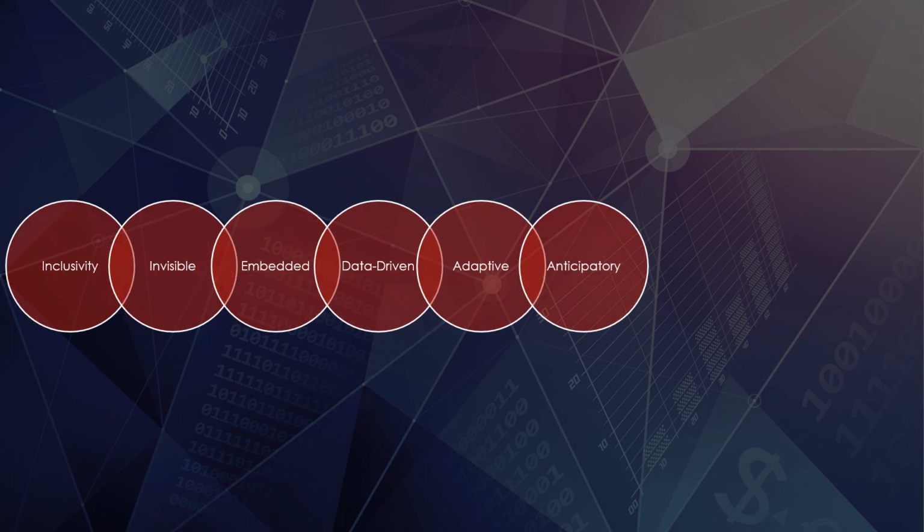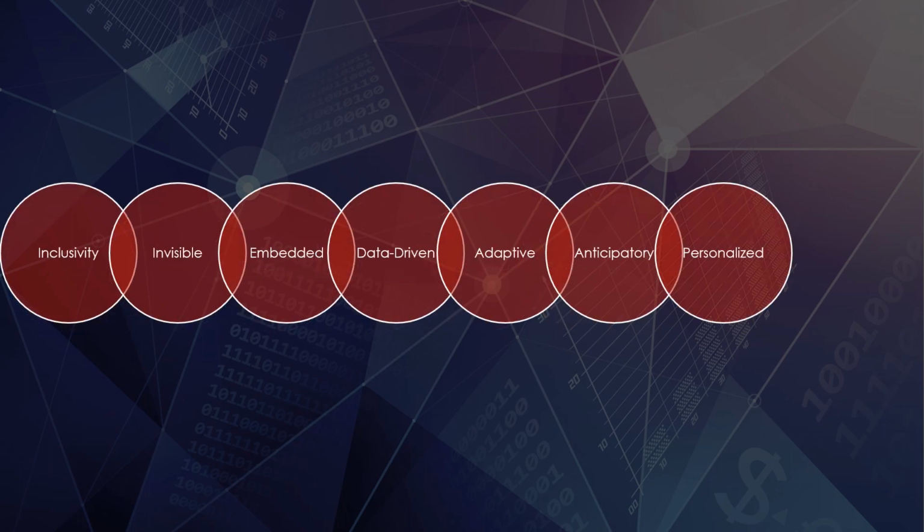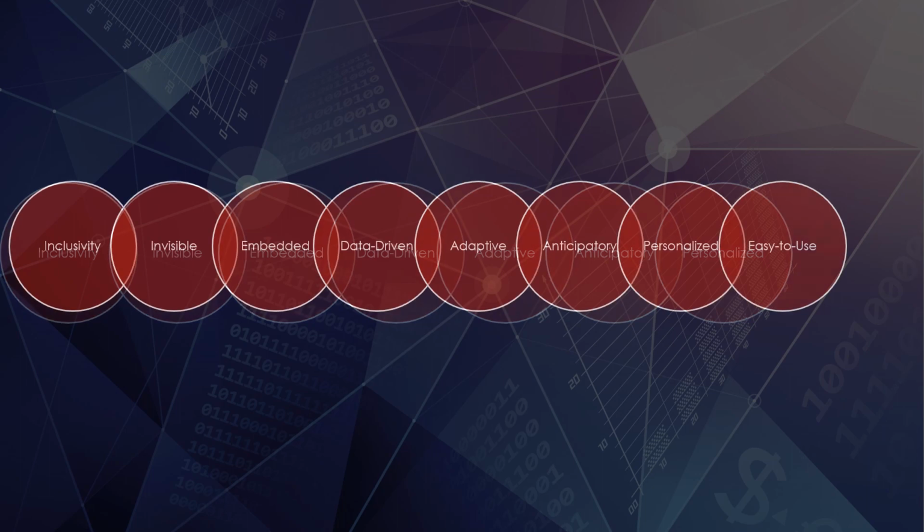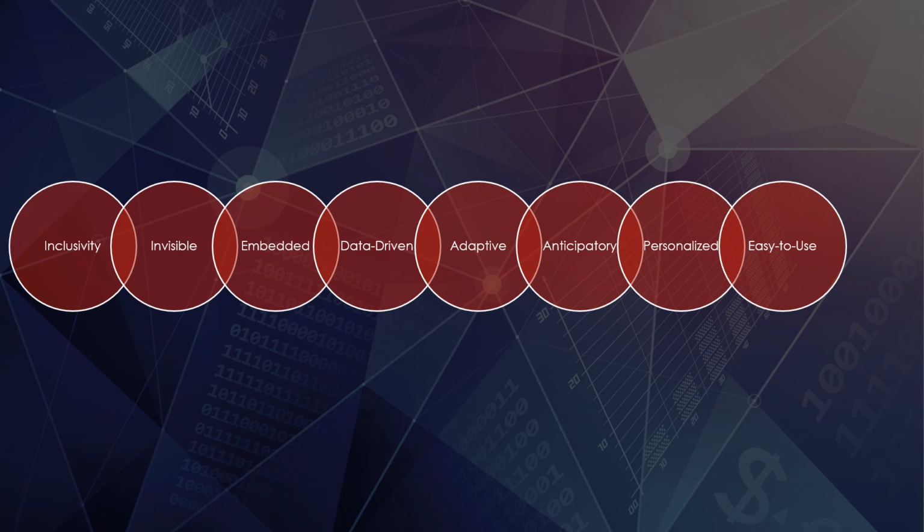Anticipatory. The artificial intelligence and machine learning features of ubiquitous computing learn from your responses. Personalized. This type of computing offers personalized content and suggestions. Easy to use. You can simply touch, make gestures, or speak to control your ambient computing systems. Keyboard, mouse, screens, etc. will soon become obsolete.